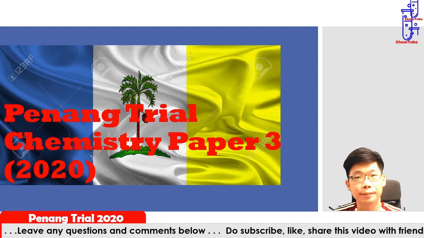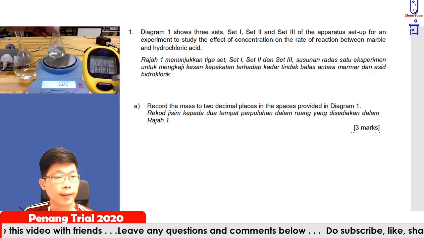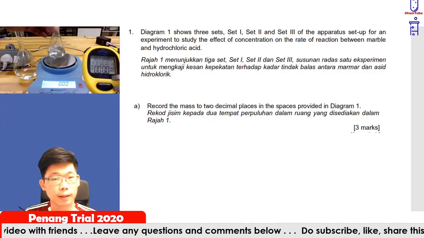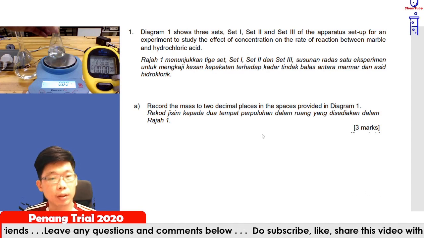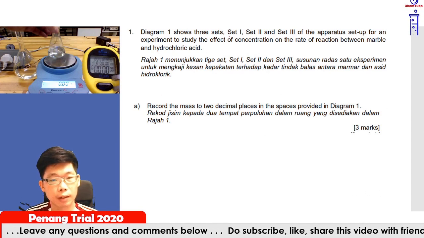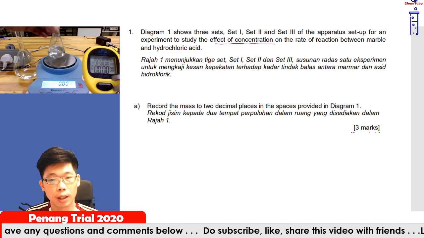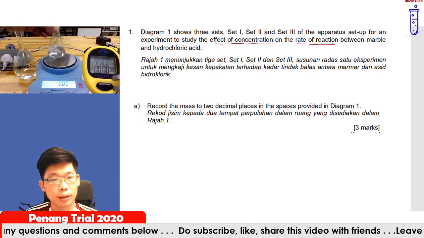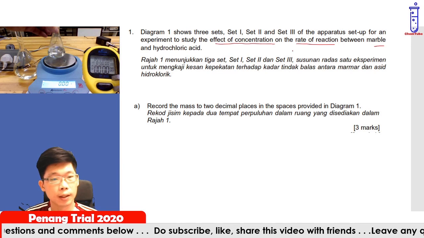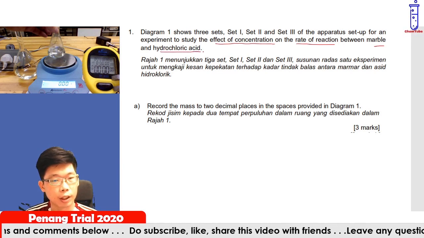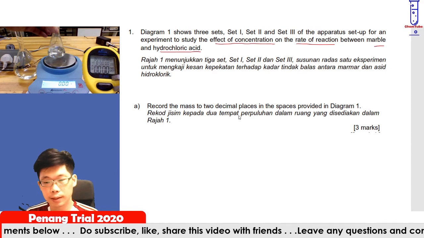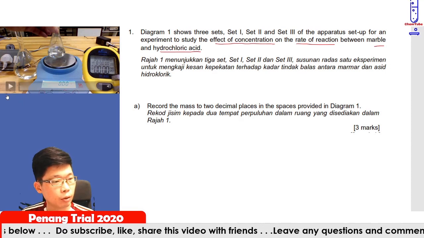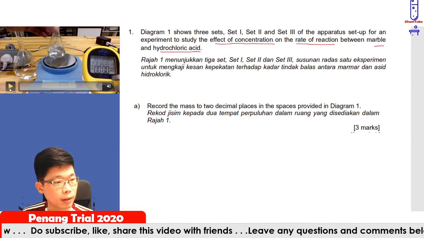Let's start. Question number 1. Diagram 1 shows 3 sets of experiment to study the effect of concentration on the rate of reaction between the marble chips and the hydrochloric acid. Okay, so let's look at the video on how to conduct the experiment.